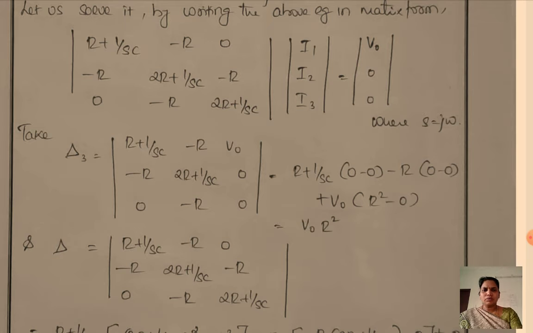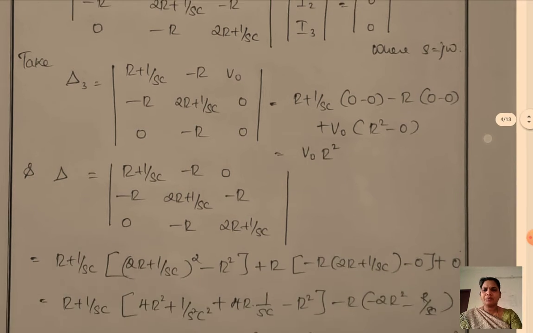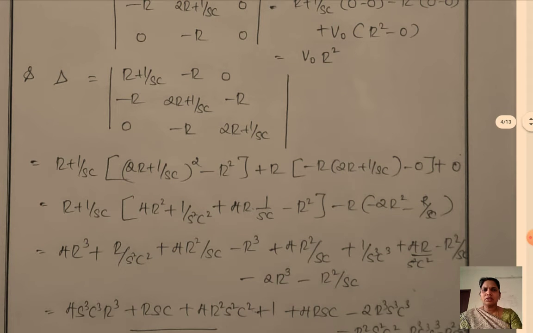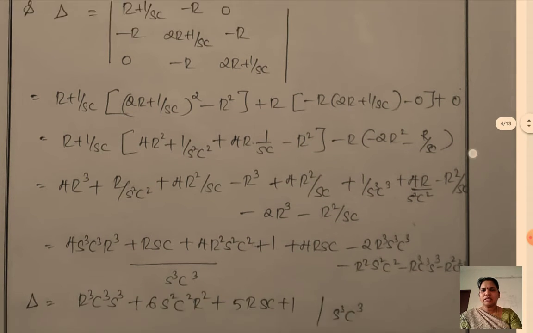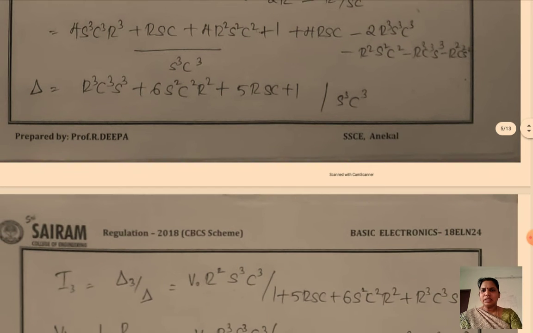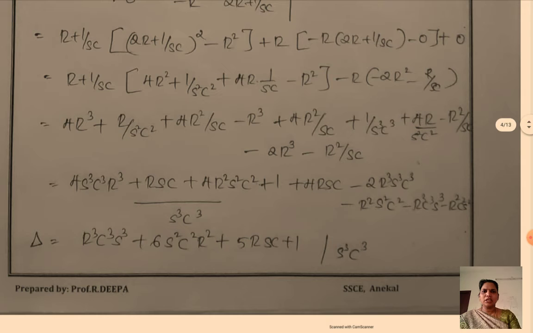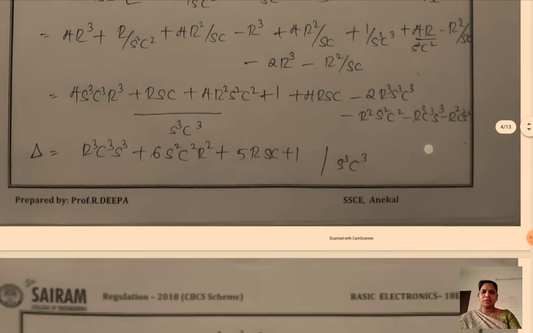So if I solve, we will get V0 into R square, and delta can be taken as such. The original matrix is delta. Even for this delta matrix, I am simplifying it, and finally I arrive at the result delta is equal to R cube C cube S cube plus 6 S square C square R square plus 5 R S C plus 1, whole divided by S cube and C cube. So step by step I have shown here how I have solved this matrix.